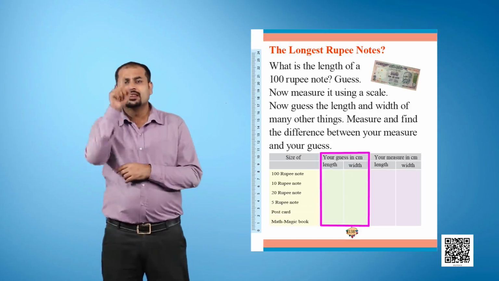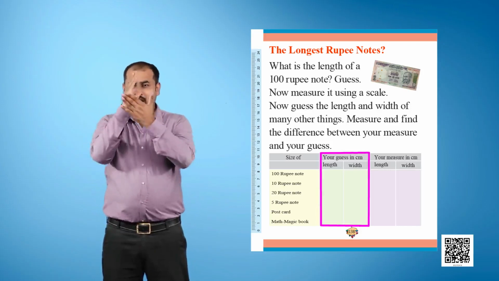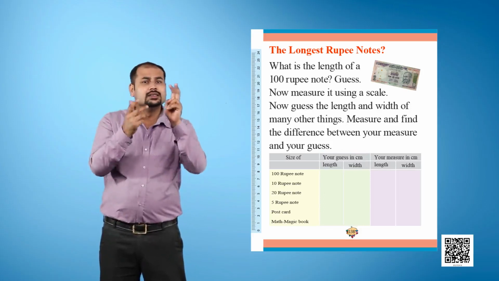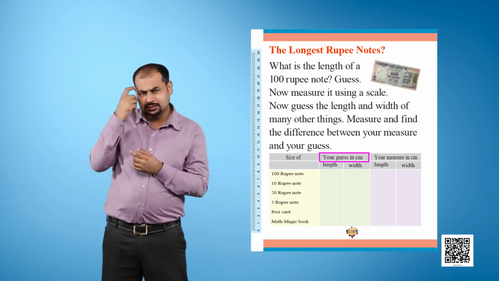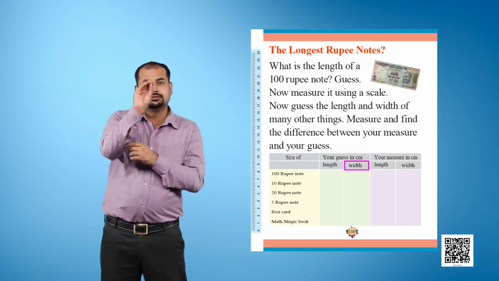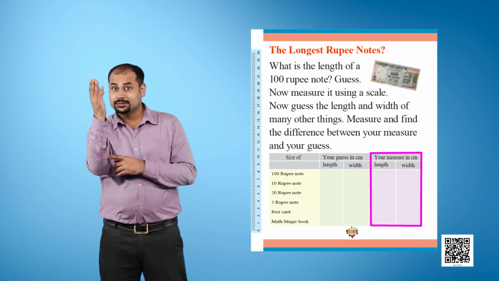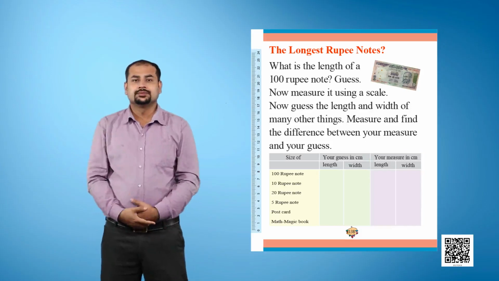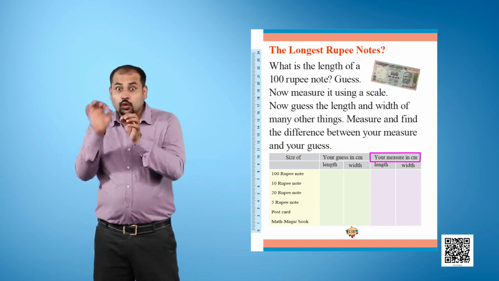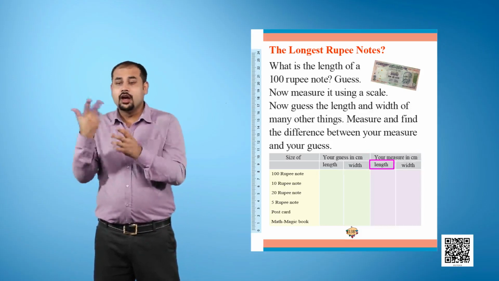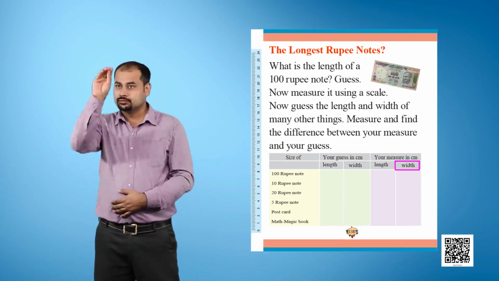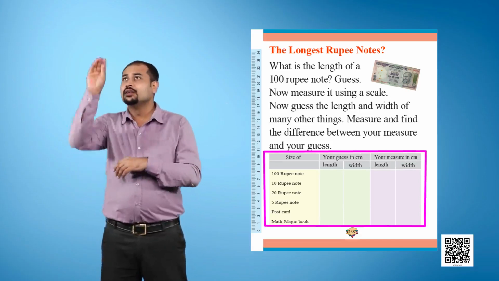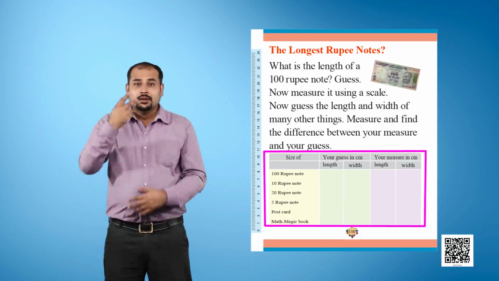Column 2 has 2 sub-columns. Its heading is Your Guess in Centimeters, Length and Width. Column 3 is again having 2 sub-columns. The heading is Your Measure in Centimeters, Length and Width. Fill up the table with your best guesses and the real accurate measurements later on.